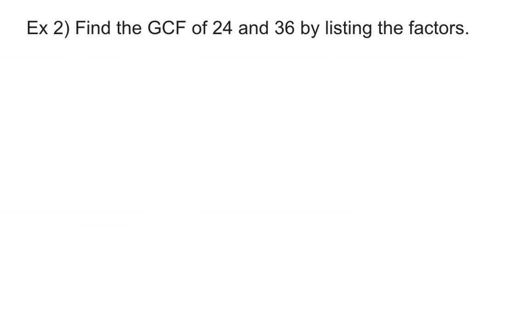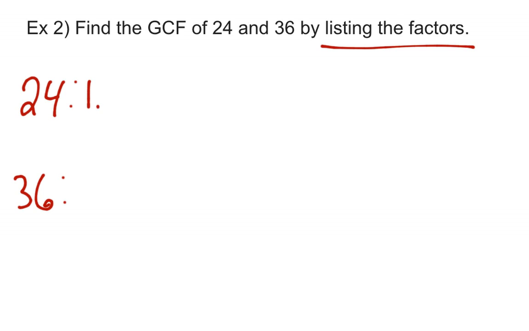Okay, here's one for you guys to try. Find the greatest common factor of 24 and 36, again, by listing the factors. So I'll get you started. You're going to write down 24. You're going to write down 36. Give yourself some space to list these things. Now I want you to go ahead and pause the video, list the factors, find the GCF. Okay, should be back.